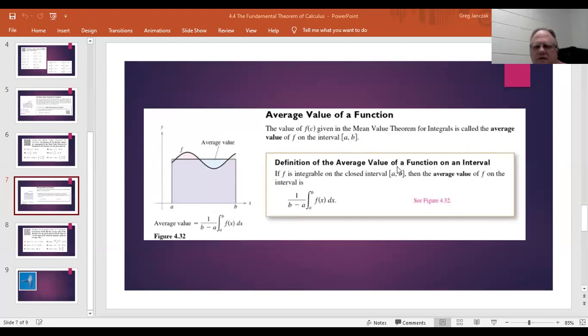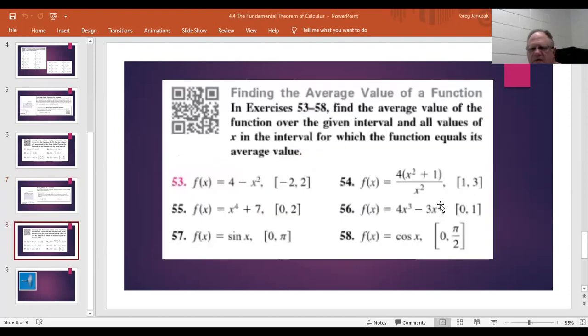So the definition of the average value of a function on the closed interval a to b is: the average value of f is 1 over b minus a times the integral from a to b of f of x dx. Okay, and so we're going to look at problem 56.